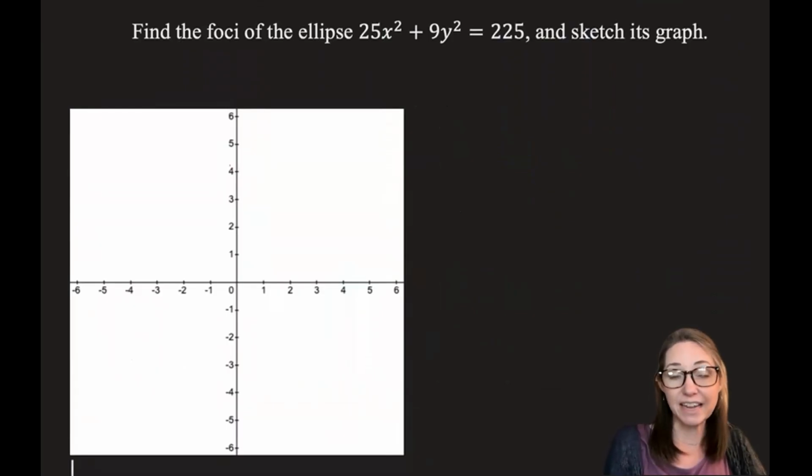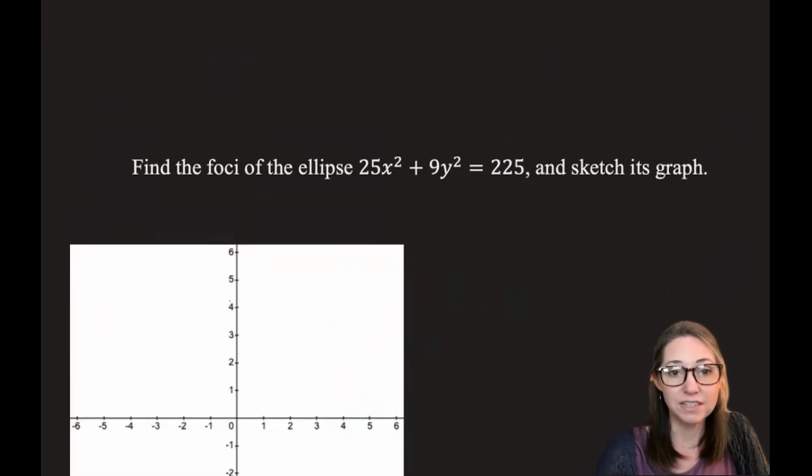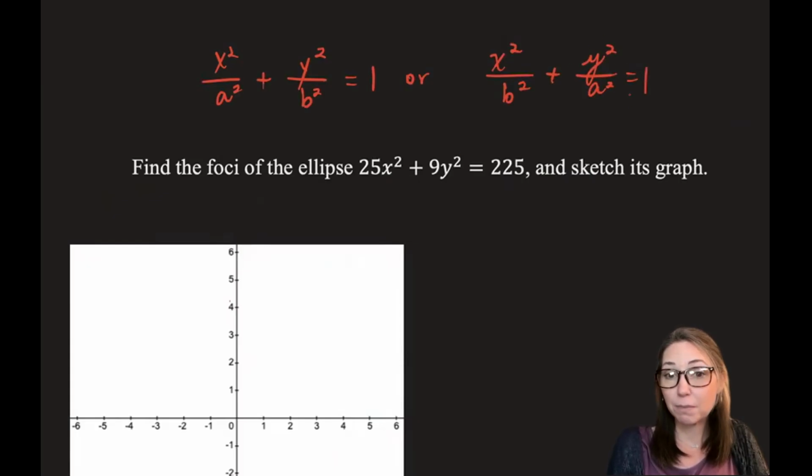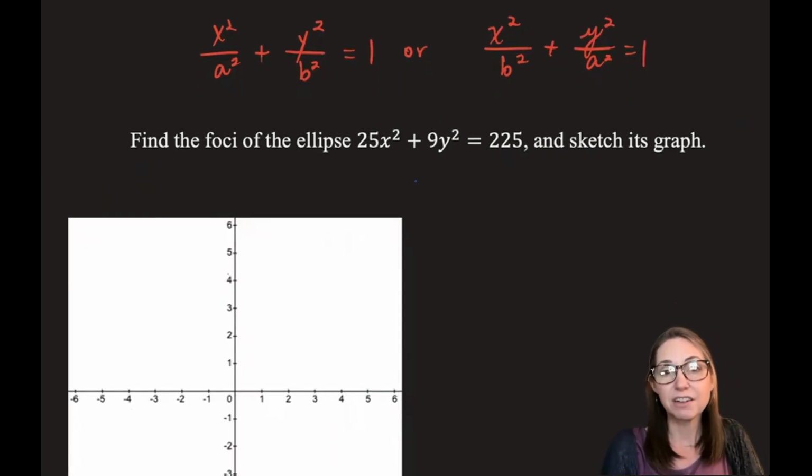So to put it in standard form, which you may recall, right? Standard form is either x squared over a squared plus y squared over b squared equals 1, or maybe the a and b are reversed. It depends on which number is bigger. The larger number is always a, right? So it may be of the form x squared over b squared plus y squared over a squared is equal to 1. So the first step is to make one side 1, and we don't want to subtract 225. So in this case, we're going to divide everything by 225 to put it in that standard format.